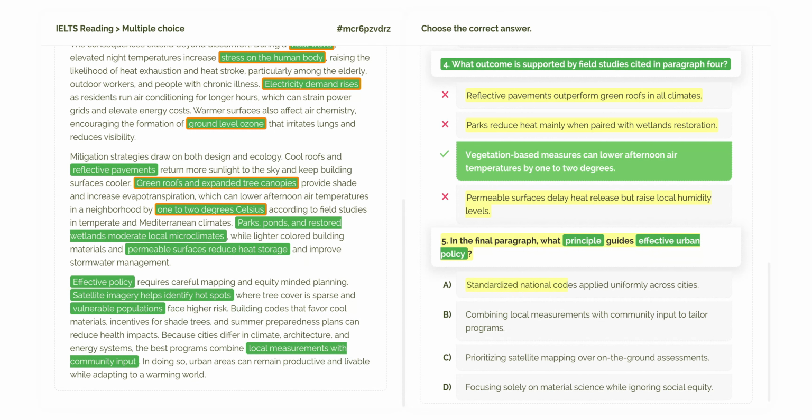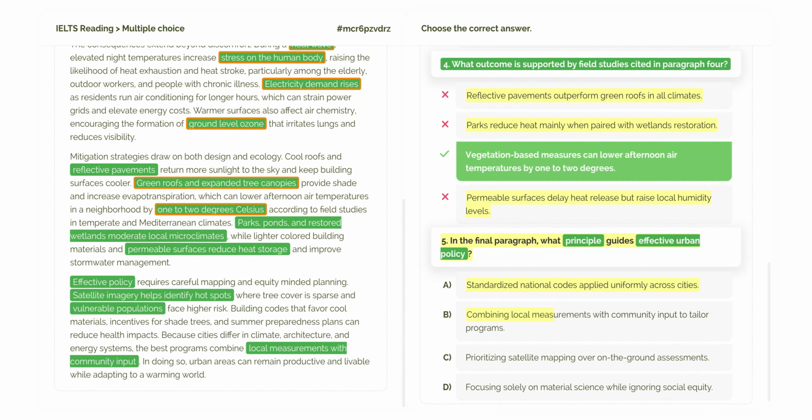Standardized national codes applied uniformly across cities. Let's check the final paragraph. The text says, because cities differ in climate, architecture and energy systems, the best programs combine local measurements with community input. This suggests that a uniform, one-size-fits-all approach is not effective. This option directly contradicts that idea. This option is incorrect.